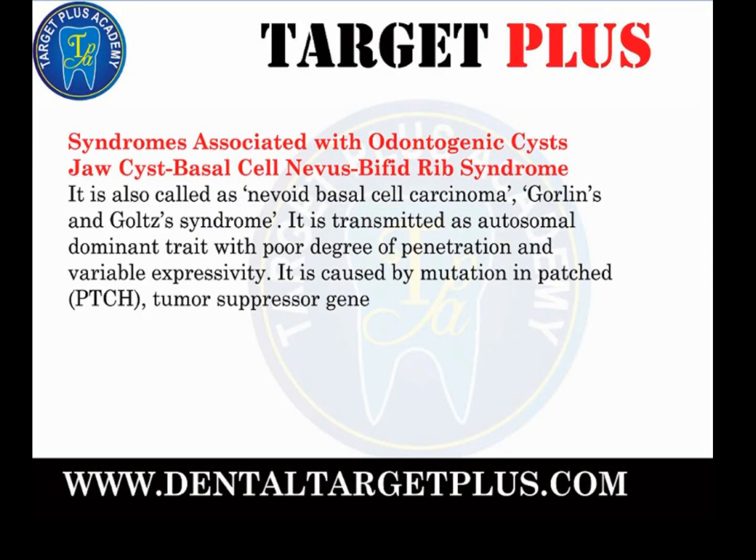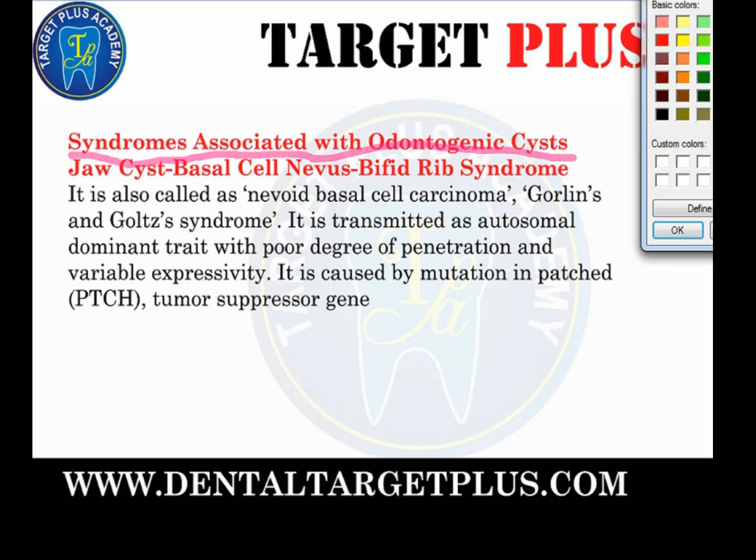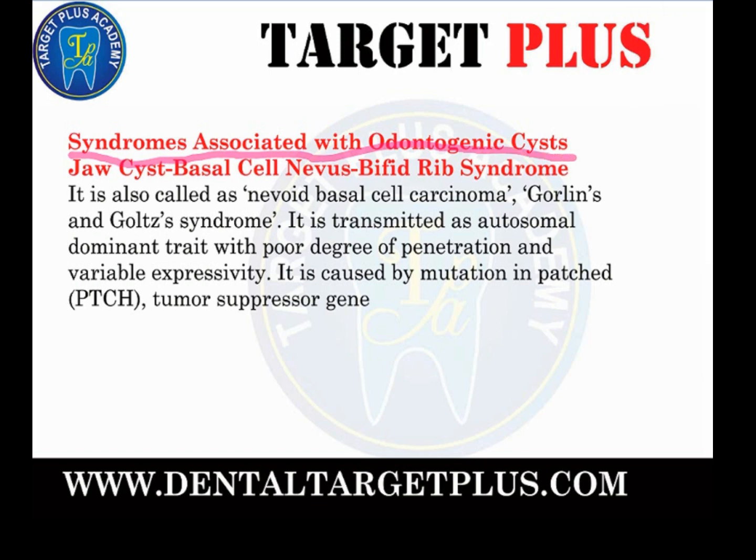Now let us discuss the syndromes that are associated with the odontogenic cyst. The first is jaw cyst or basal cell nevus syndrome. It is also known as bifid rib syndrome. Other names are nevoid basal cell carcinoma, Gorlin and Goltz syndrome.